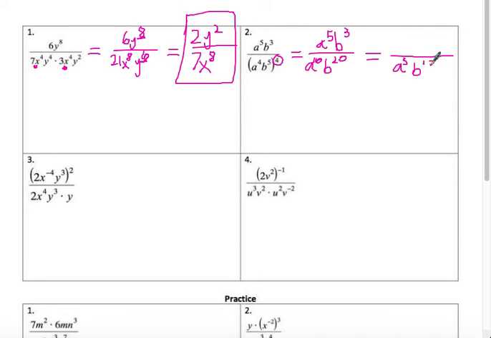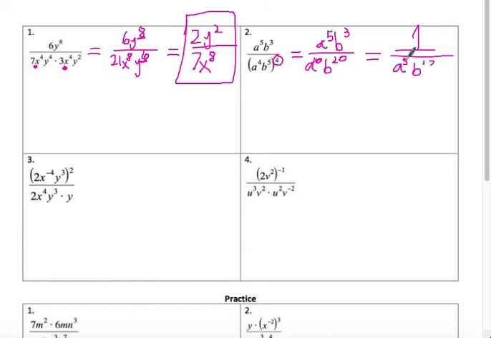B to the 17th. Now, since I have nothing left in the numerator, that doesn't mean it's blank. Remember, all of these things we divided the whole numerator out to 1 when we simplified, right? Because we had 5 a's and 10 a's in the denominator, so 5 of them got divided to 1, and then the 3 b's got divided to 1. So we're left with 1 over a to the 5th times b to the 17th.